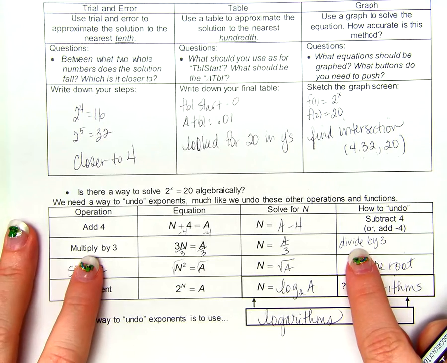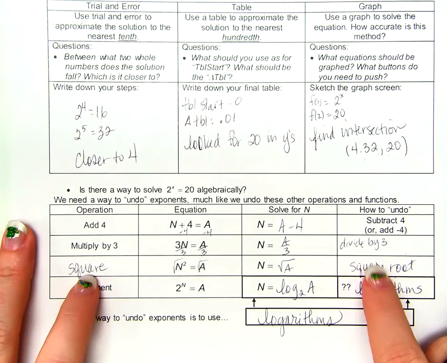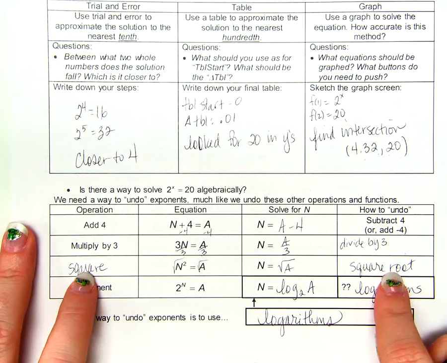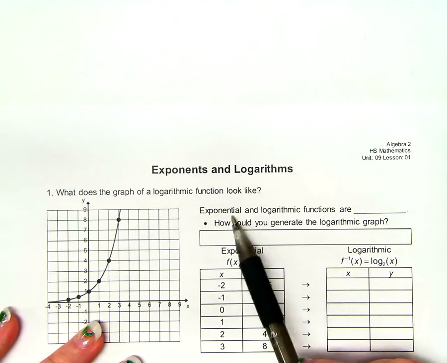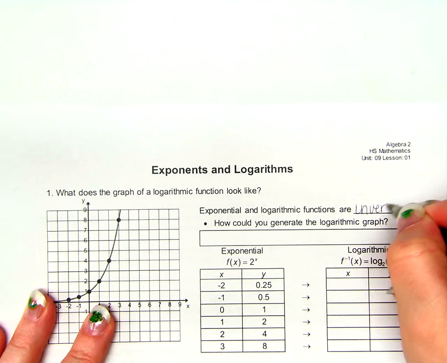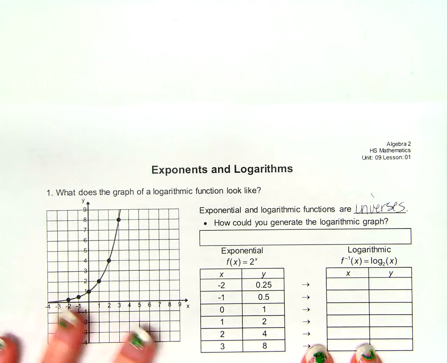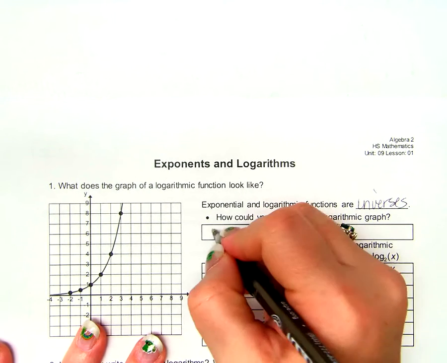Not opposites. Opposites would be 5 and negative 5. Oh, inverses? Are squares and square roots even inverses? What do you think about these then? Inverses. If they're inverses, then what? How do we generate the logarithmic graph? I'm so proud of you.